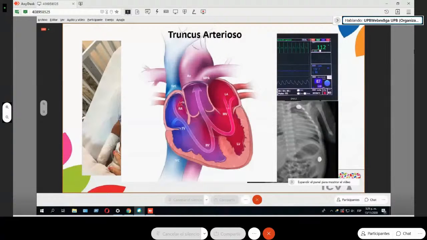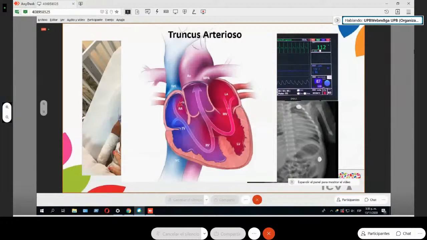Another pathology is the total anomalous pulmonary venous connection, where the pulmonary veins that should arrive to the left side, instead of getting to the left side, return to the right side. So they mix the blood that comes oxygenated from the lung with the blue blood over here. So this mix makes the patient turn purple.